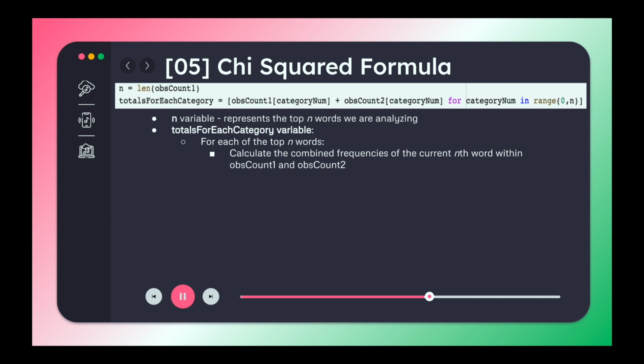The next step is to find the observed versus expected frequencies for each artist. We can do so by first setting a variable n to equal the top n words we want to analyze. As seen on previous slides, we are going to be using the top 50 words. Then we create a totals for each category variable, which represents the total amount of times the current word we are analyzing shows up within obs_count1 and obs_count2. We do this for all top 50 words.